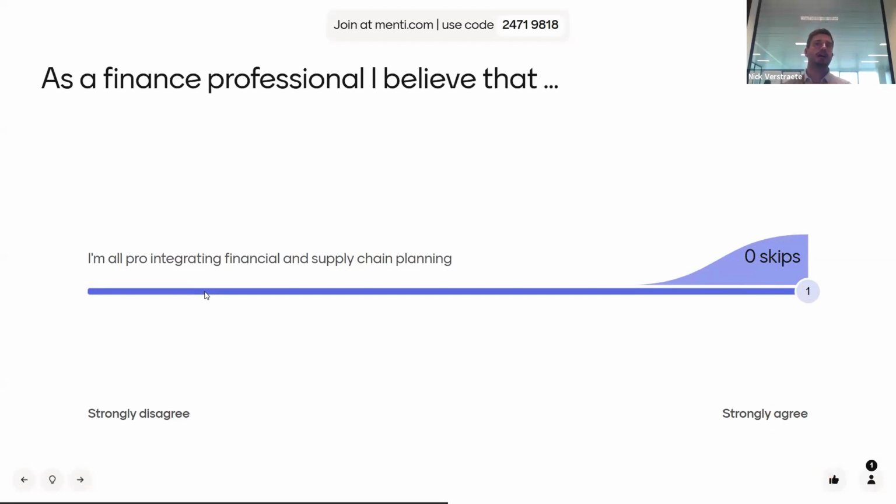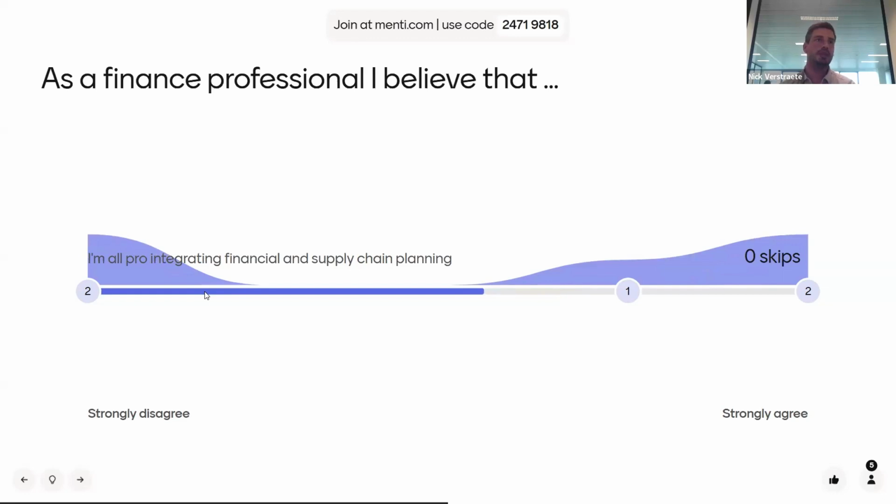As a finance professional, I believe that I'm all pro integrating financial and supply chain planning. Strongly agree. No, let's wait. Strongly disagree. Okay, very interesting. We have an open-ended question just after, so maybe I would invite the strongly disagree to bring up the reason why later on. We have a smaller audience on the finance side, it seems. So we have three with very opposing views.